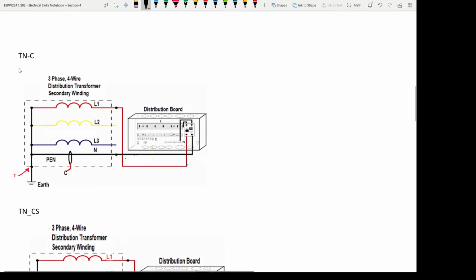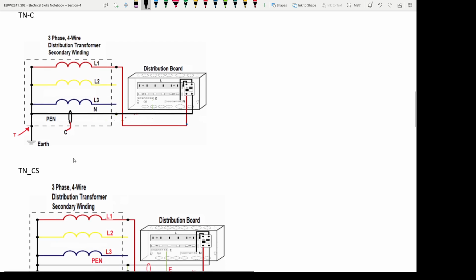TNC. If you see this picture, you can see that the neutral and earth are combined together in a single conductor from the consumer to the supplier. So, we have only one conductor, and it serves two purposes. It acts as a neutral as well as an earth. It is combined: protective earth and neutral together.